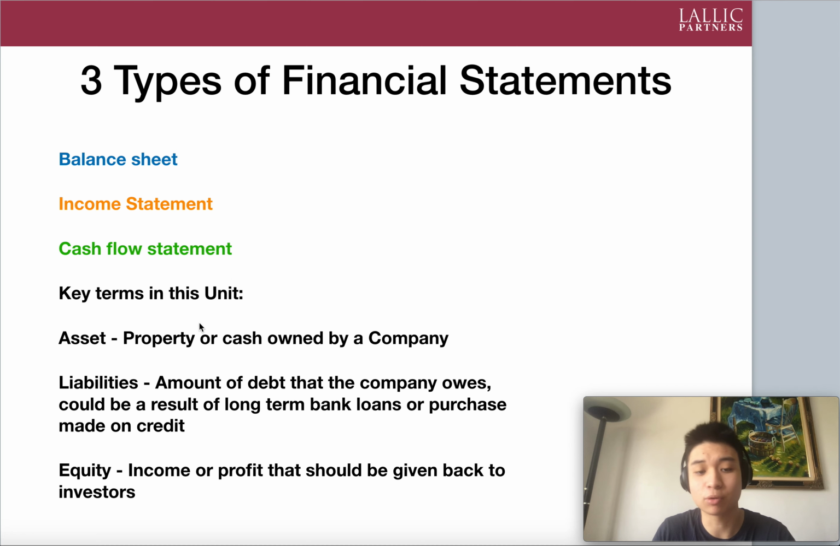An asset is a property or cash owned by a company. Liabilities are the amount of debt that the company owes. This could be a result of long-term bank loans or purchases made on credit. And equity is the income or profit that should be given back to investors. We also sometimes call this the shareholders' equity.